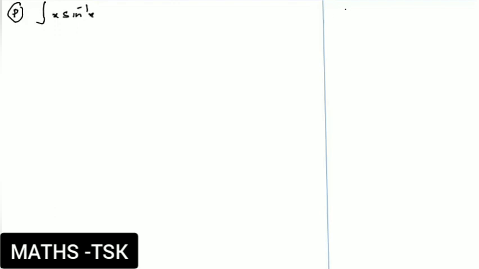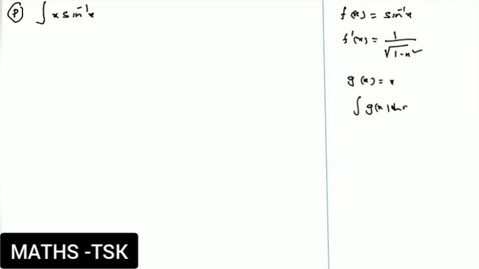Here, what is the function? F of x is the inverse trigonometric function. In ILATE, we are taking sine inverse of x first. So what is f dash of x? 1 by root of 1 minus x square. What is g of x? G of x is equal to x. So integration of g of x dx is nothing but x square by 2.